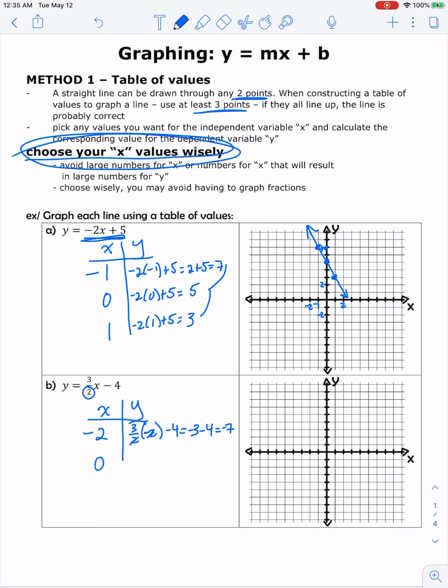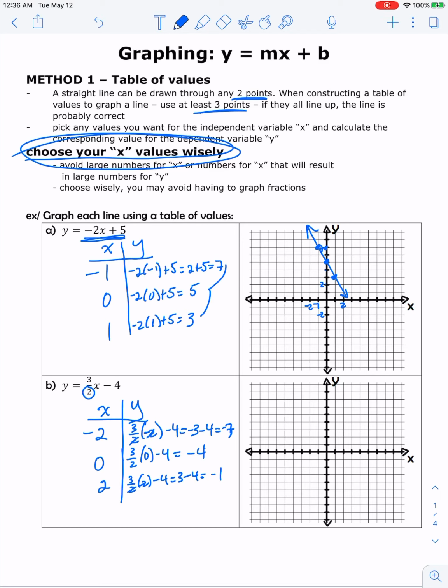Then I'm going to choose 0. 3/2 times 0 minus 4 equals -4. And then I'm going to choose 2. 3/2 times 2, the 2's will cancel, giving 3 minus 4, which equals -1. Again, you should see a pattern in your x's. Sorry, in your y's. As long as there's a pattern in your x's, you'll see a pattern in your y's.